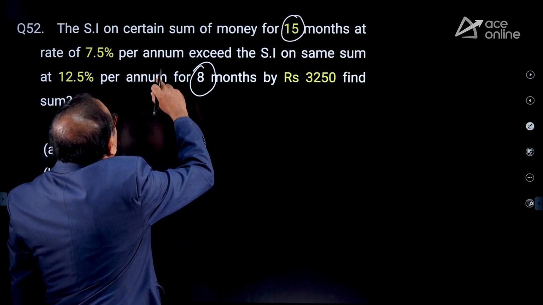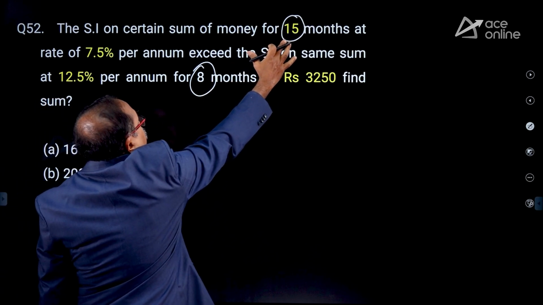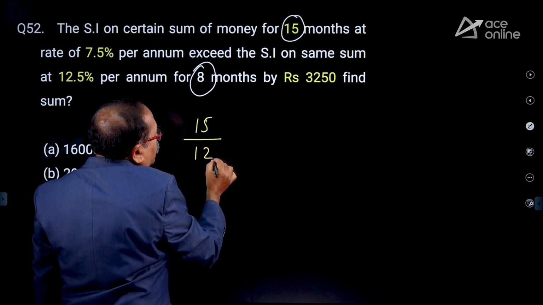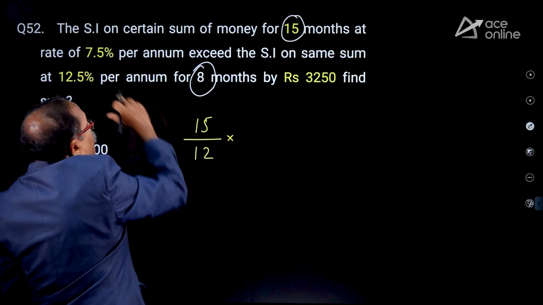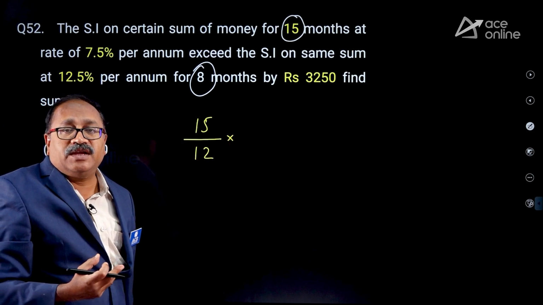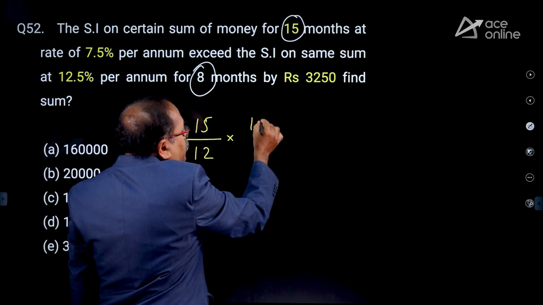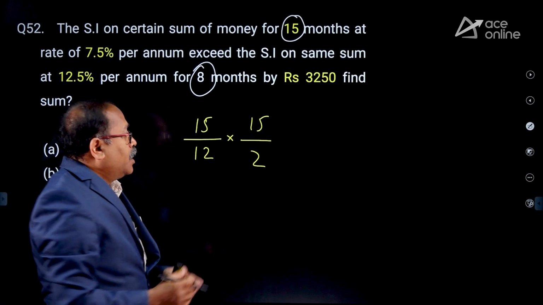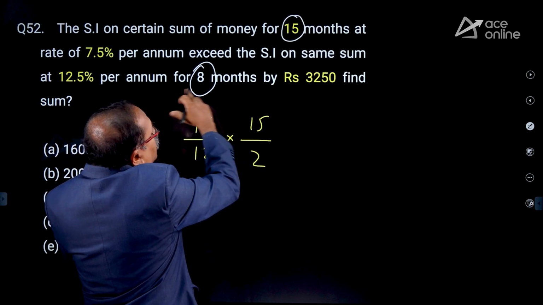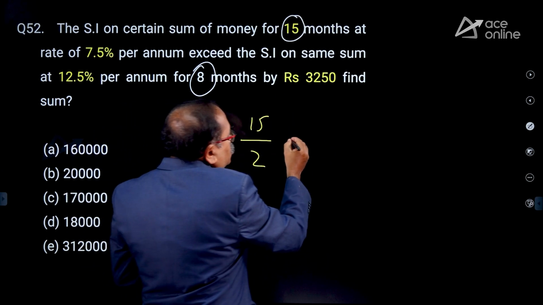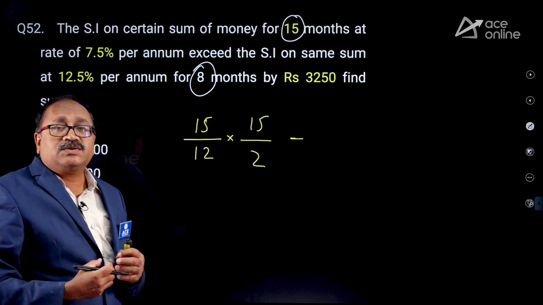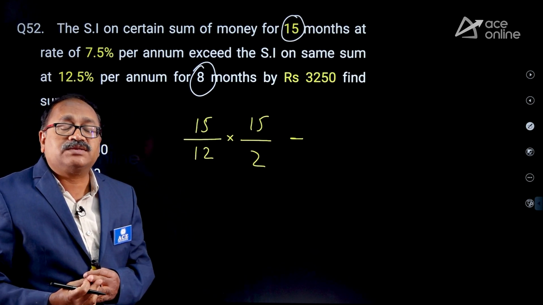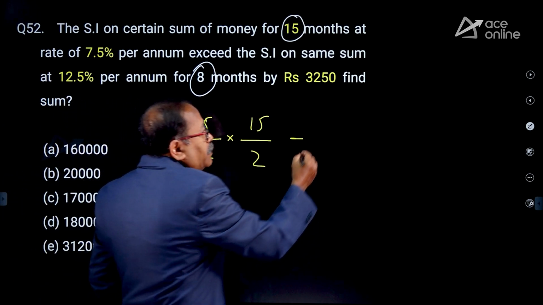Here also what is the total rate of interest? That month, convert this into year, then 15 divided by 12 becomes year, and 7.5%, which I can write as 15 by 2%. So here 15 by 2%. This is the total interest on the principal. And which is more? It is said that it is more by 3250. So minus, what is the interest from the second part? That is 12.5% interest. So I can write this as 25 by 2.